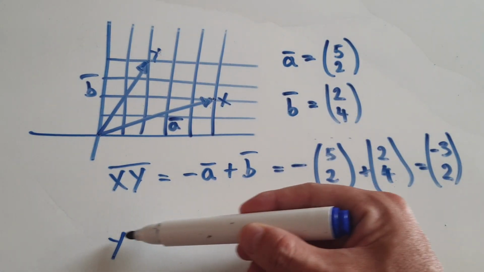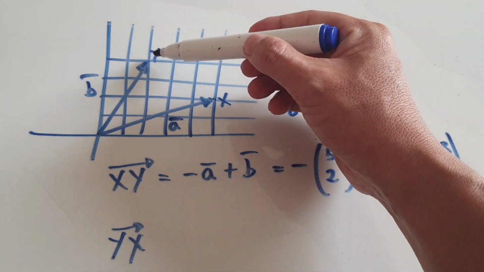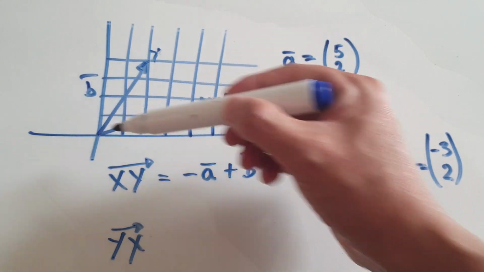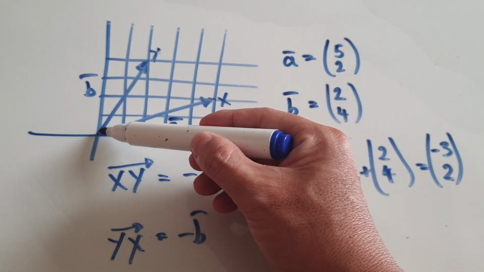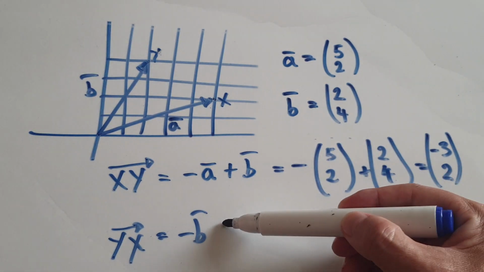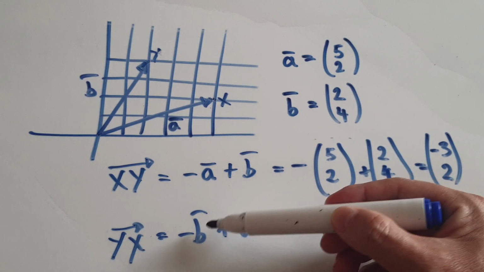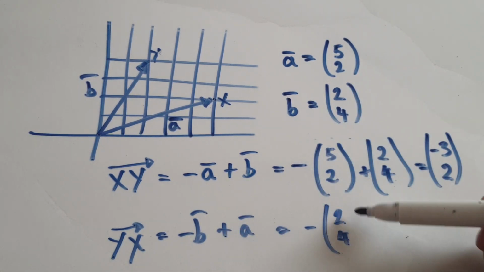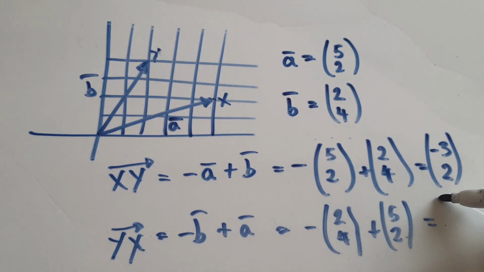Okay, another question is, how would you get from Y to X? So from Y to X, how would you travel? Imagine you're standing here, you would go back vector B, and then from the origin you would move in the direction of vector A. So that would then be minus vector B, and then plus the normal vector A, 5, 2. So that would then be minus 2 plus 5, that would be 3, and then minus 4 plus 2, that would be minus 2.